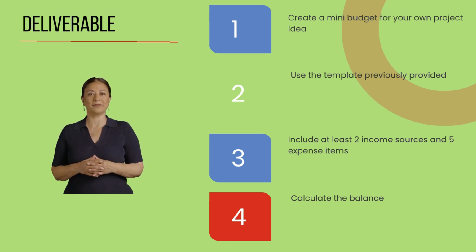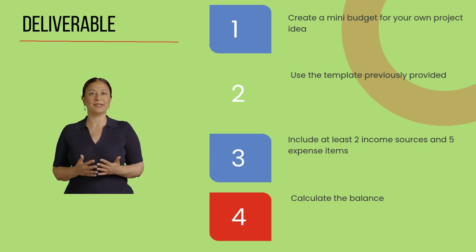Let's get started. The first step is to determine your income sources. This can include things like a monthly salary, freelance work, or any other sources of income. Next, list out your expenses, such as rent, groceries, bills, and any other costs associated with your project. Once you have your income and expenses, it's time to calculate the balance and see how much you have left to work with. Remember, it's important to have a balanced budget in order to successfully execute your project idea.